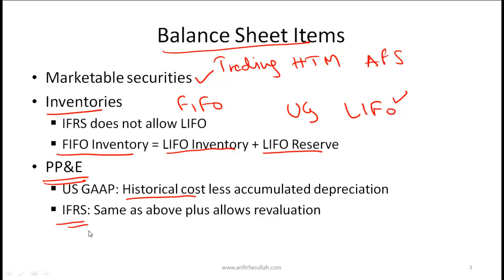But the difference with IFRS is that it's a little more flexible, so it also allows revaluation in some cases. As an example, if the value of your land is substantially different from what it was when it was initially acquired, you can revalue upwards. US GAAP in general does not allow revaluations.